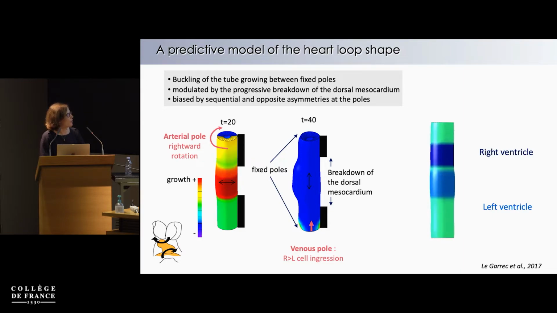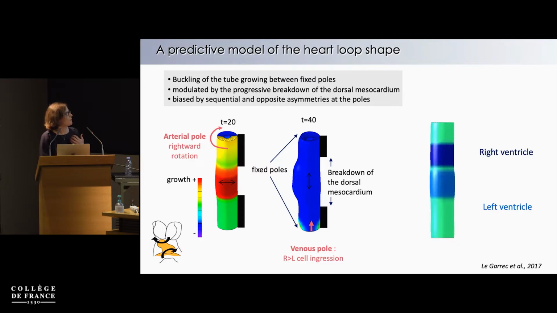between the fixed poles, so the buckling mechanism, which is modulated by the fact that I told you the tube is closed dorsally, and this closure is progressive. So when the tube is still attached, this creates a mechanical constraint to the tube, but when the tube closes, so the dorsal attachment is broken down, this will release the mechanical constraint. And to make sure that the buckling is not random, we observe that there are asymmetries at the poles of the heart, a rightward rotation at the arterial pole and an asymmetric ingression of cells at the venous pole.